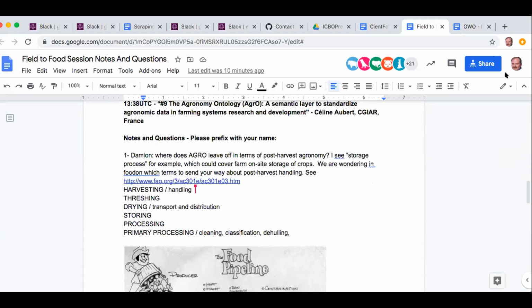All right, let me move on to a question for Cillian from Damion. Where does AgrO leave off in terms of post-harvest agronomy? I see storage process, for example, which could cover farm on-site storage for crop. We're wondering in FoodOn which terms to send your way about post-harvest.